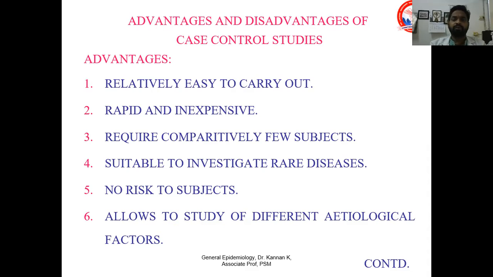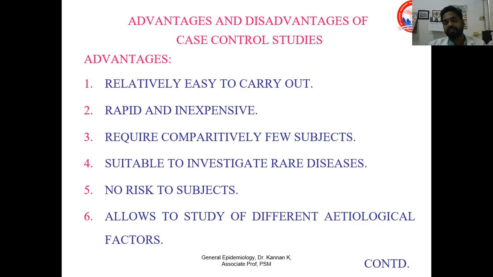It requires comparatively few subjects. We are going to use this case control study to find out risk factors of rare disease, right? For a rare disease, we may not be able to get a large number of patients. So obviously, we can do this study using a few subjects alone, not like a cross-sectional study. It's suitable to investigate rare disease. Obviously, it is an apt study design to find out the risk factors for rare disease.